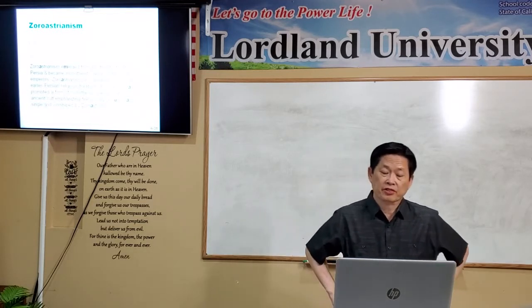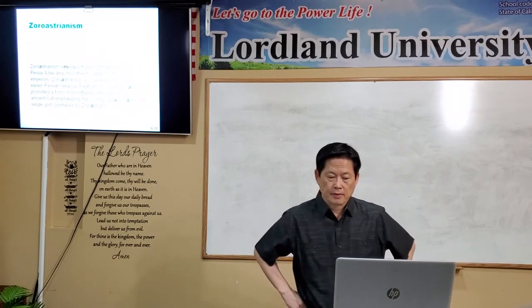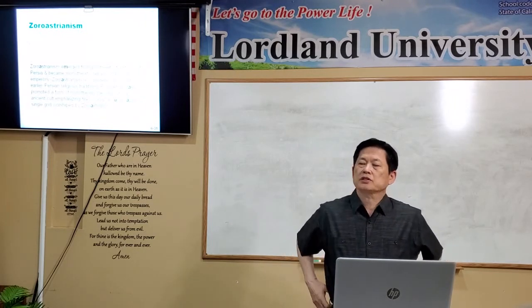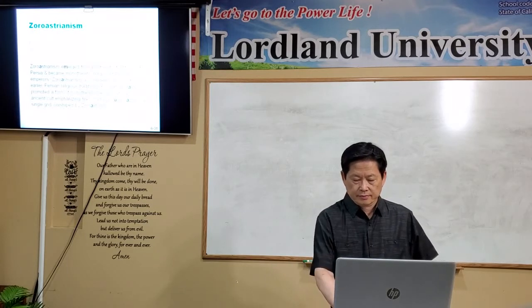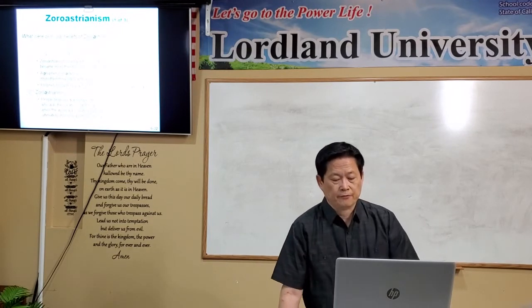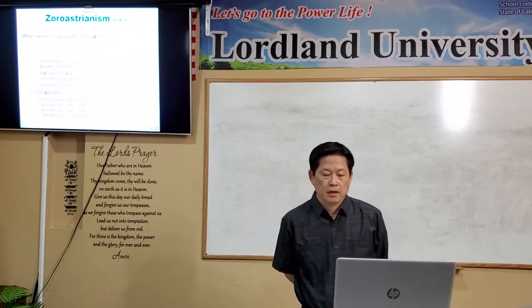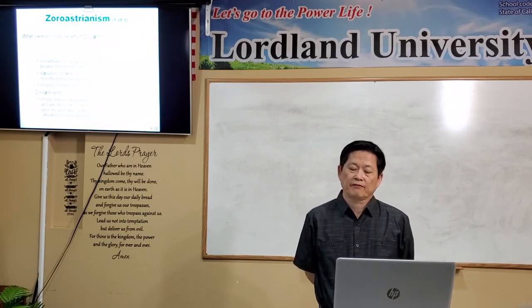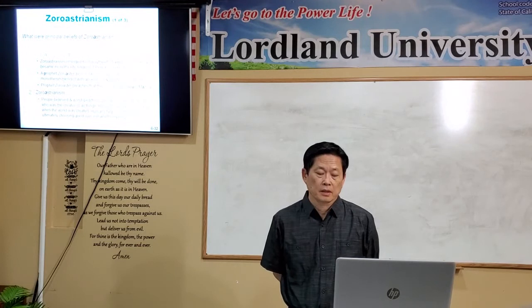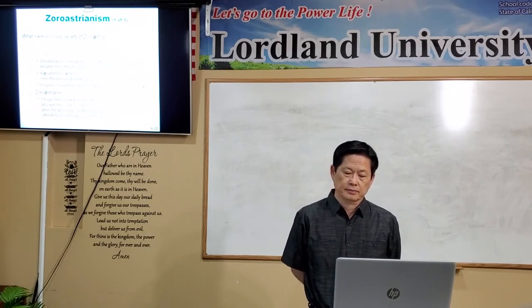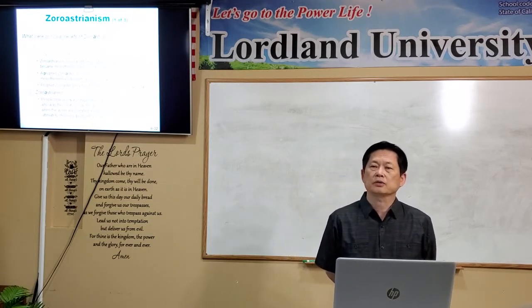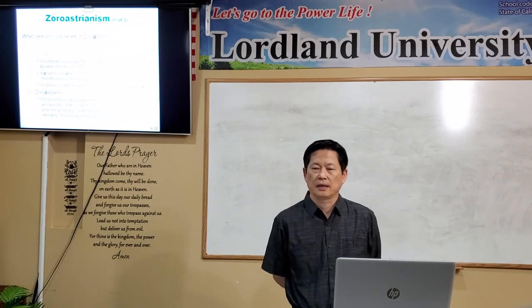Section 3. Zoroastrianism. Zoroastrianism is the official religion of the Persian Empire. What is the principal belief of Zoroastrianism? Zoroaster was a founder of Zoroastrianism. Zoroaster is a Greek name. Zarathustra is a Persian name. Zarathustra is pronounced as Zoroaster in Greek.